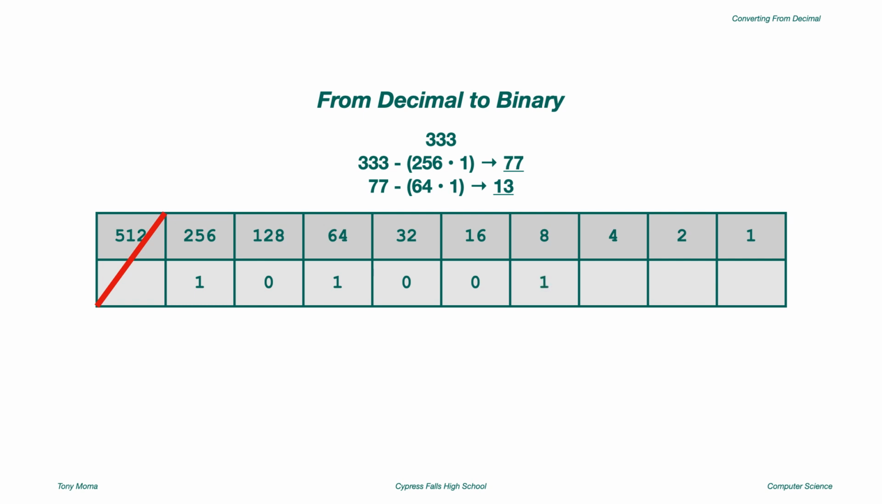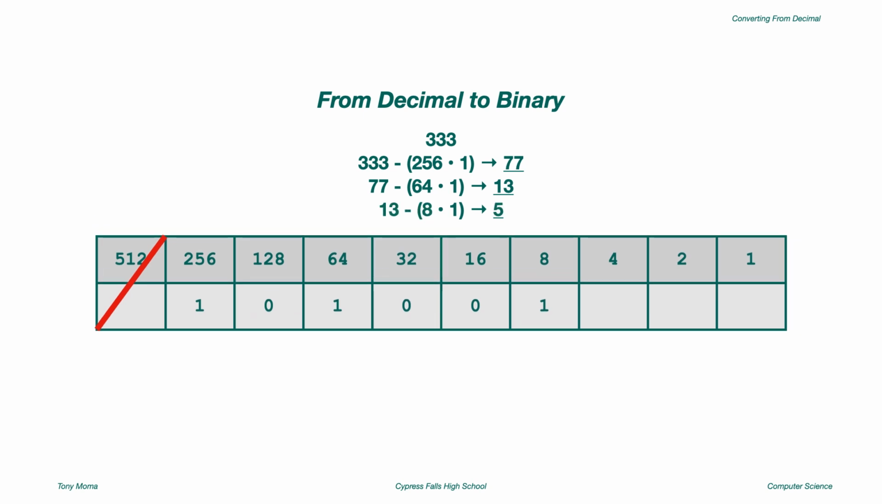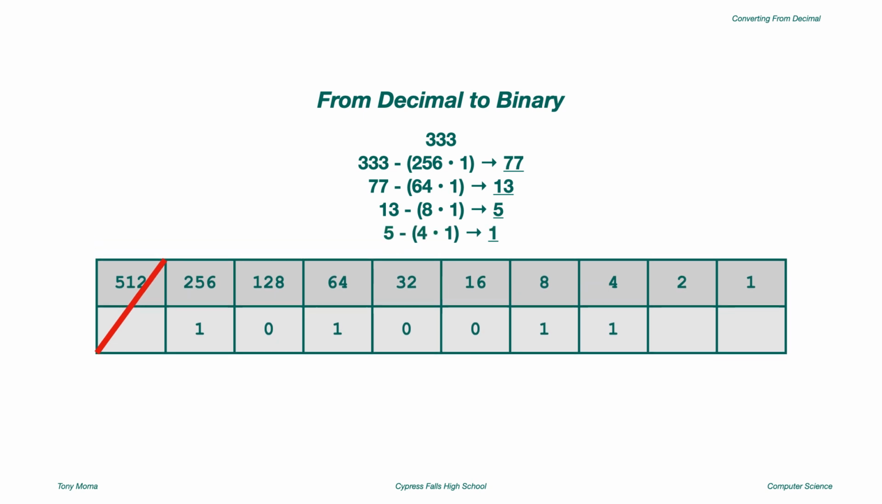On to the next column, how many times can 8 fit inside 13? 1 time. Multiply the top times the bottom. 8 times 1, subtracted from 13, leaves us with 5. How many times can 4 fit inside 5? 1 time. Top row times the bottom row. 4 times 1, subtracted from 5, leaves us with 1. How many times can 2 fit inside 1? 0 times, since it's larger.